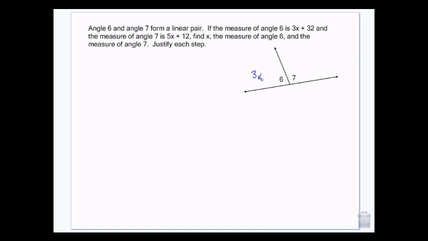So when you're doing surveying, problems like this where 6 and 7 form a linear pair, if the measure of angle 6 is 3x plus 32, and the measure of angle 7 is 5x plus 12, I want to find x. So I'm trying to find x. I'm trying to find the measure of angle 6 and the measure of angle 7. So this is a three-part problem. Okay, so what do I know about linear pairs?